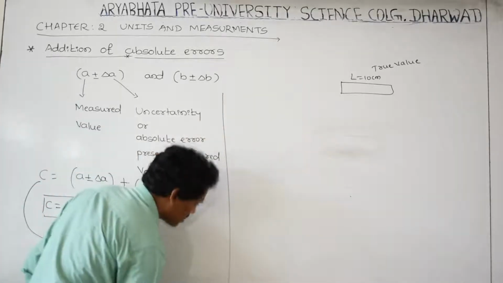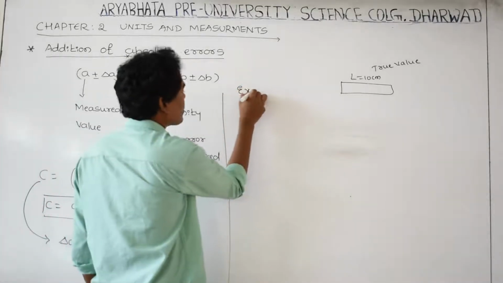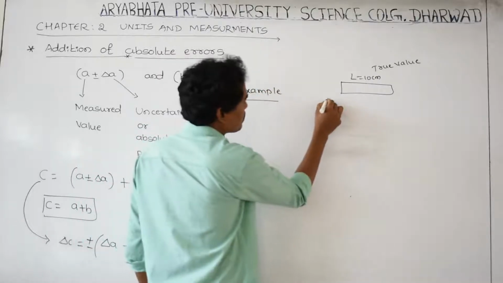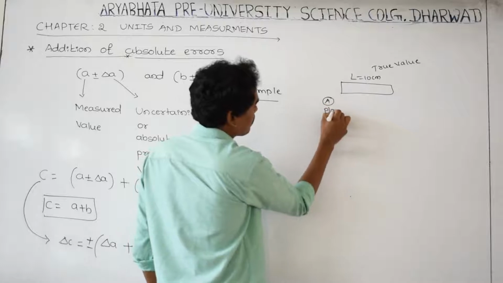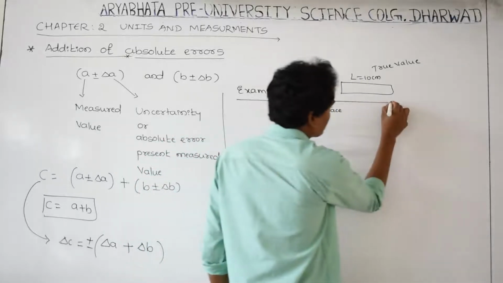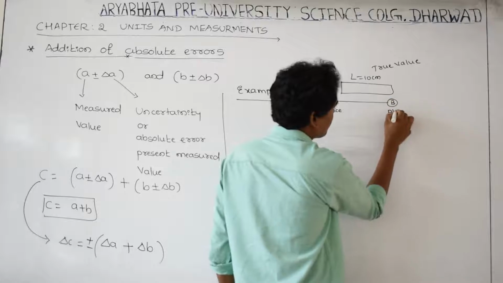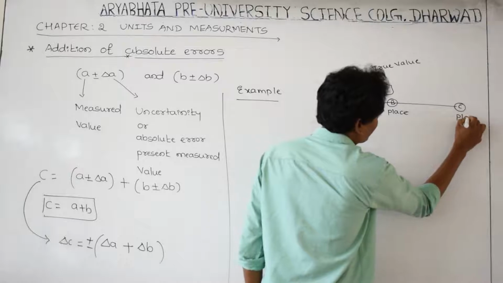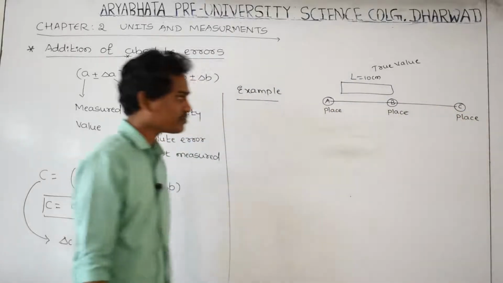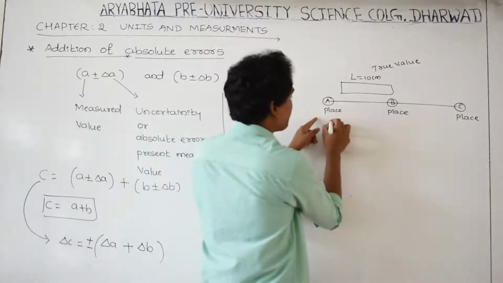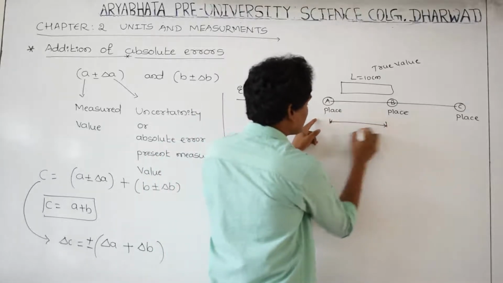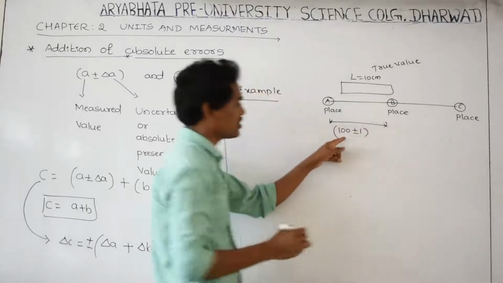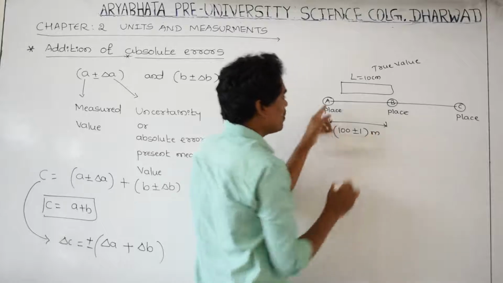Let us understand better. See the example first. This is A place. And this is B place. And this one is C place. I am taking different positions. The distance between A and B is 100 plus or minus 1. This is the distance between A and B.